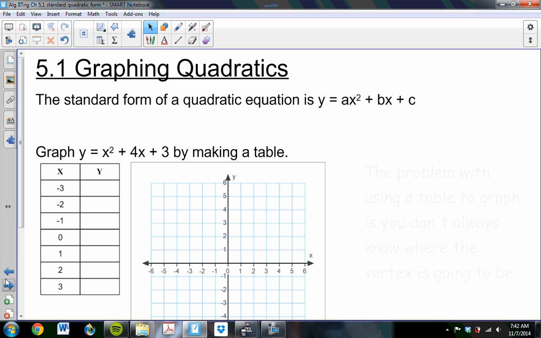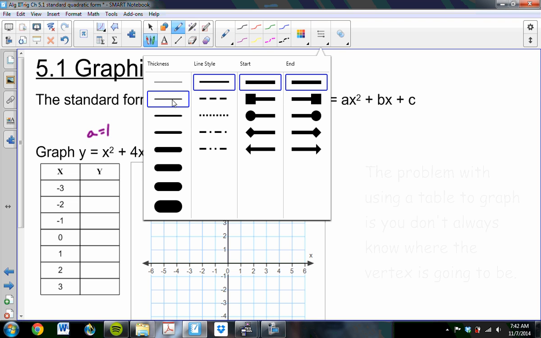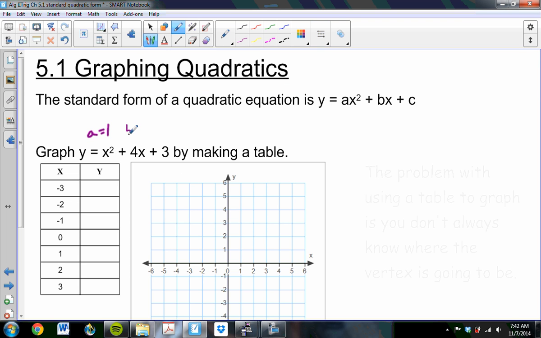So we can graph equations from standard form. Standard form is when you have y equals ax squared plus bx plus c, where a, b, and c stand for some numbers. So in this case down here, my a value is 1, b value is 4, c value is 3. One way to graph this is by making a table like we just did, plugging the numbers from -3 to 3.